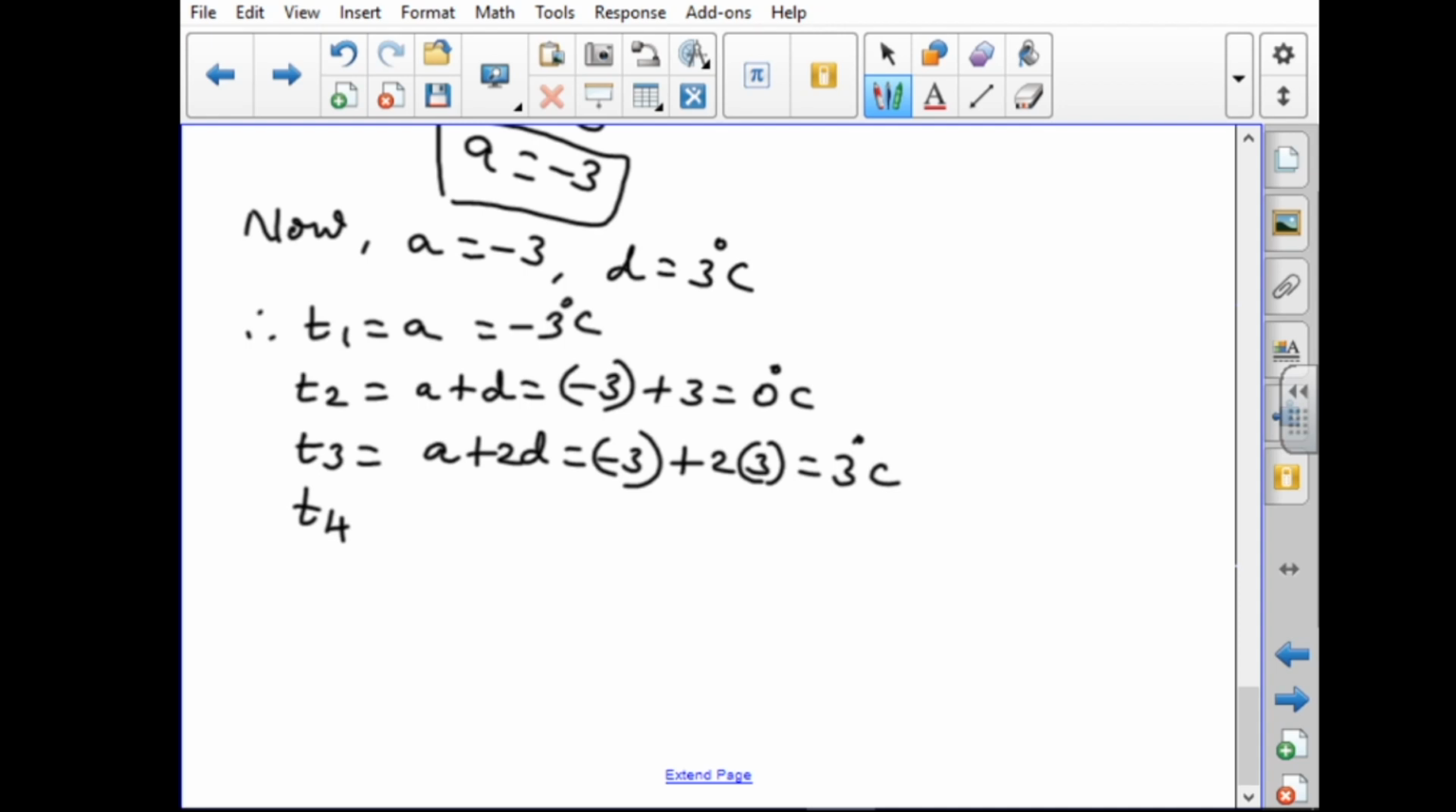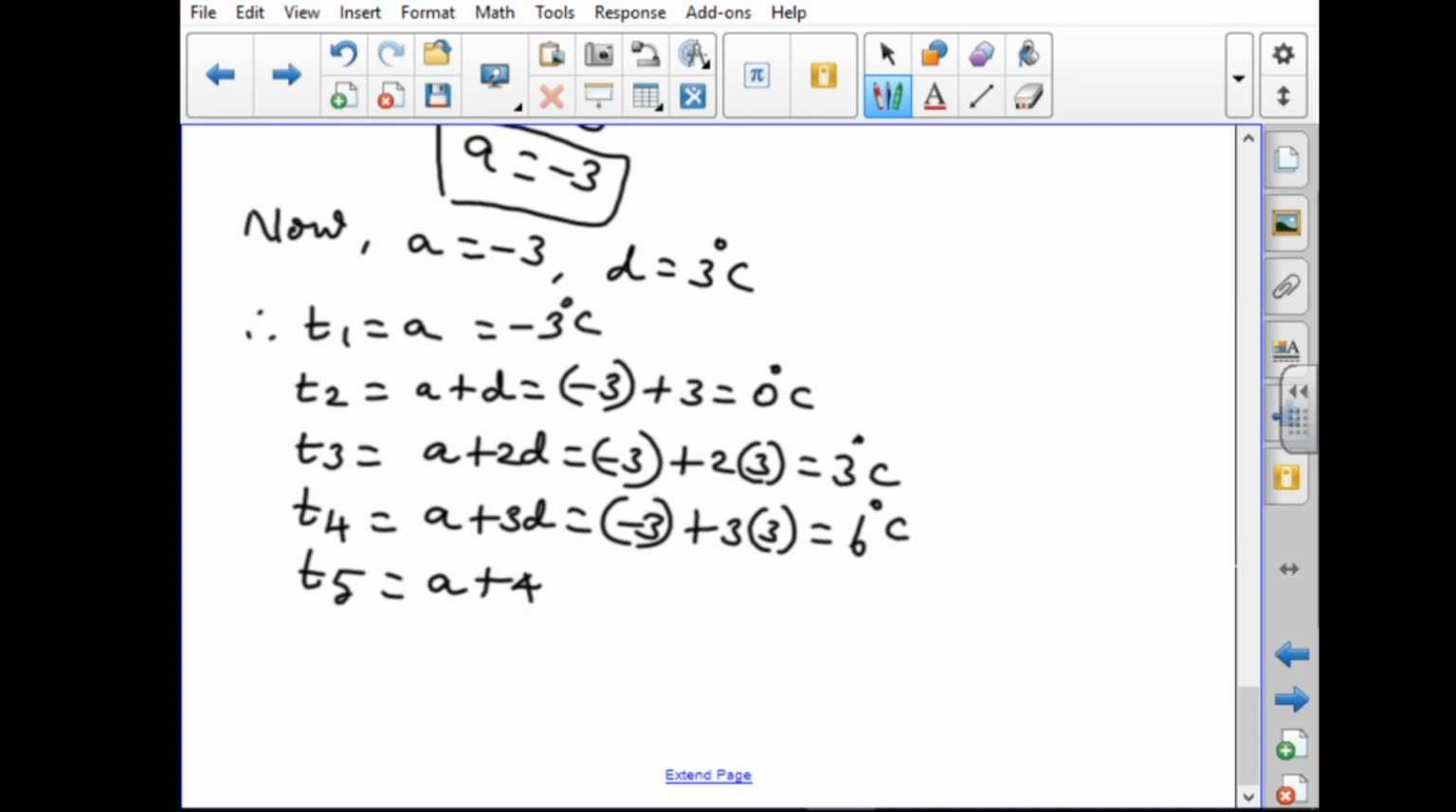Next T4. T4 equal to A plus 3D. So A is minus 3 plus 3 into 3. So we get the answer 6 degree C. Next T5. T5 equal to A plus 4D. A is minus 3 plus 4 into 3. So we get the answer 9 degree C. So T1 means the first day, Monday. T2 is Tuesday. T3 is Wednesday. T4 is Thursday. T5 is Friday. So we have got the temperatures from Monday to Friday.